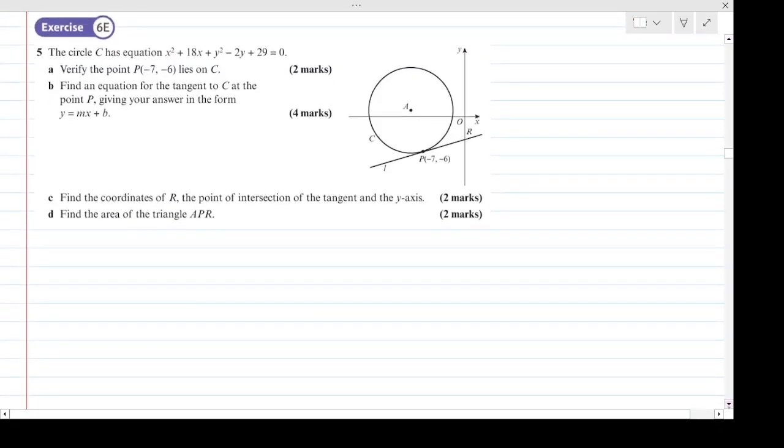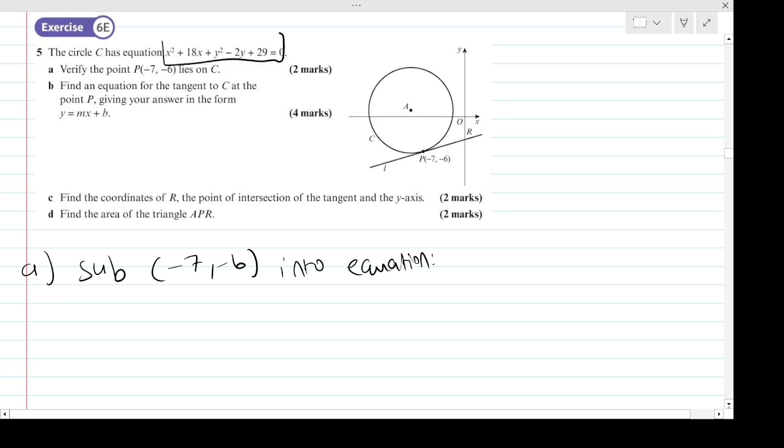So again, we're given a diagram, so let's do it part by part. First we're given a circle C, which has this equation: x squared plus 18x plus y squared minus 2y plus 29 equals 0. Then we need to verify that the point (-7, -6) lies on C. But that just means I need to substitute -7, -6 into the equation of the circle.